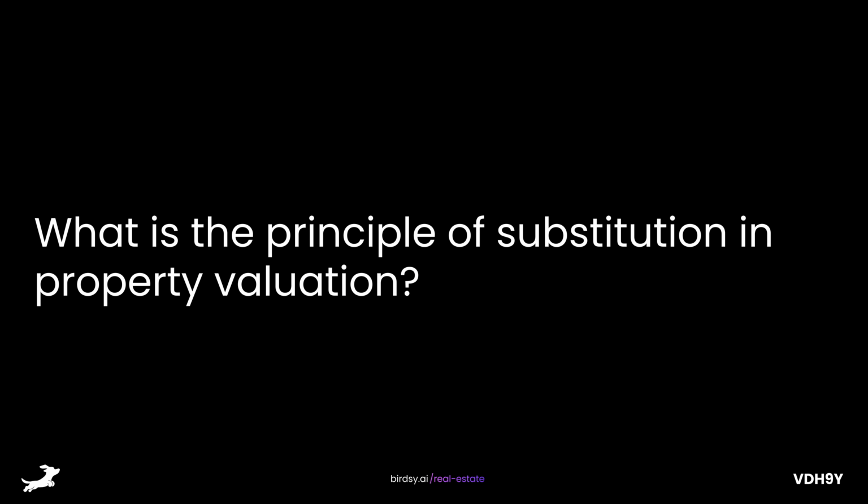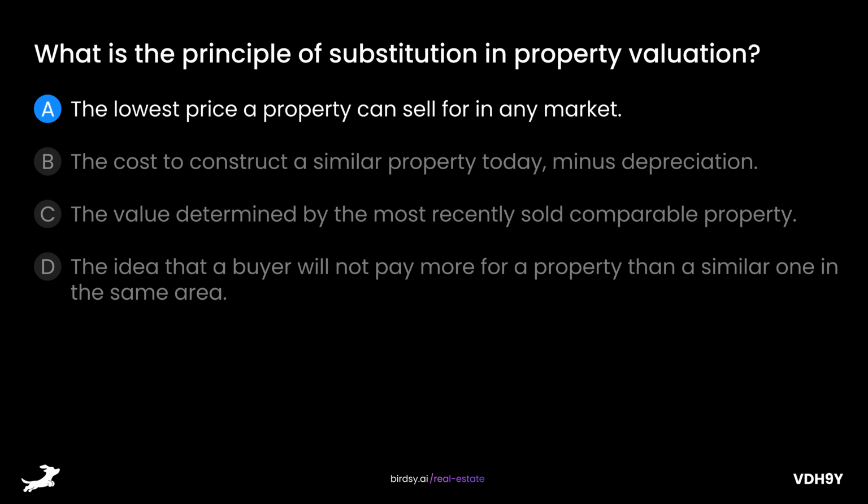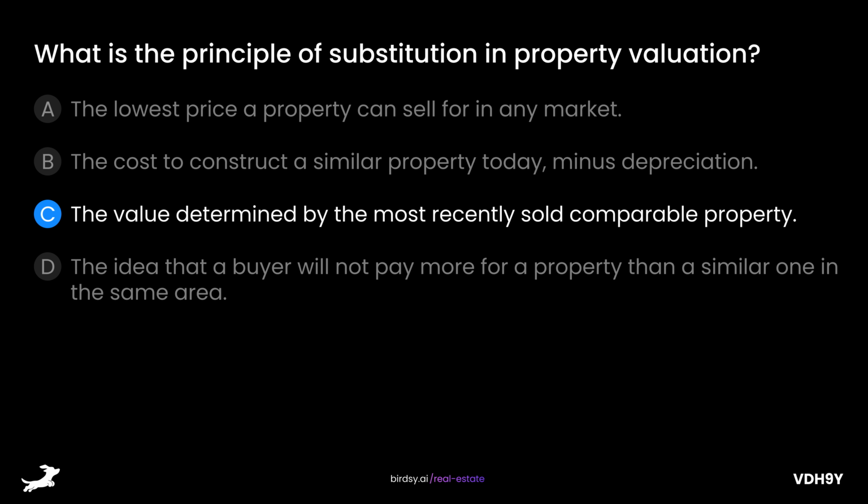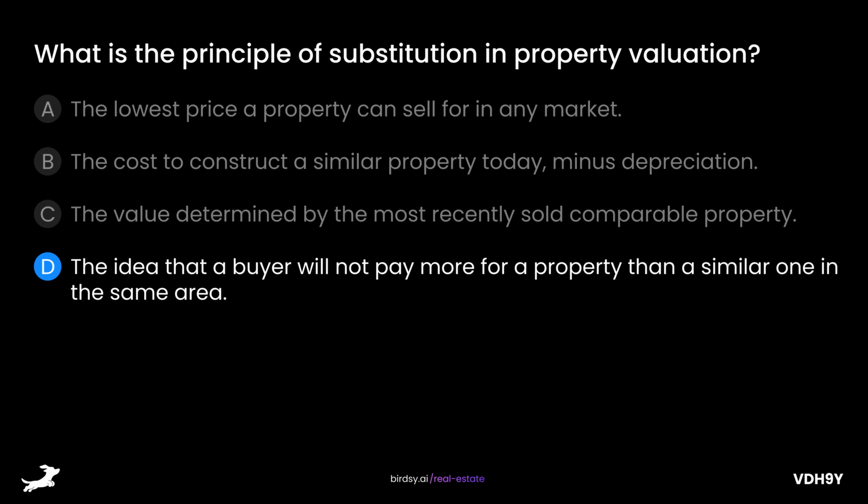What is the principle of substitution in property valuation? Is it A, the lowest price a property can sell for in any market, B, the cost to construct a similar property today minus depreciation, C, the value determined by the most recently sold comparable property, or D, the idea that a buyer will not pay more for a property than a similar one in the same area?